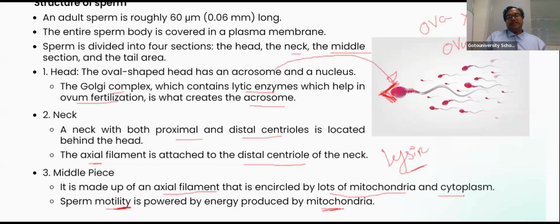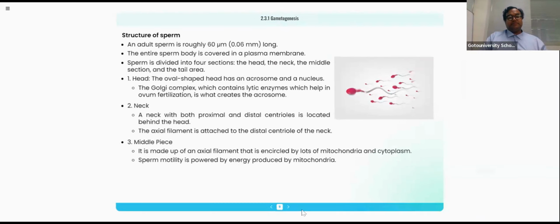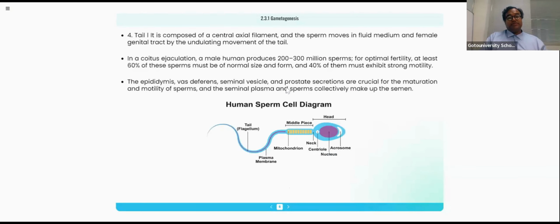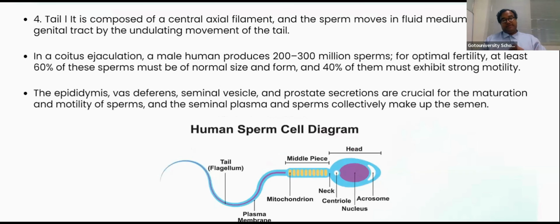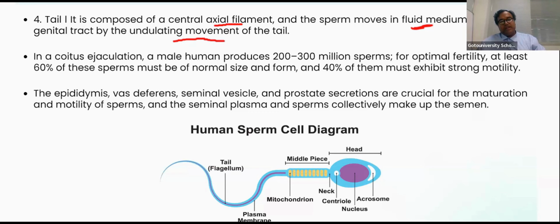Now we come to the next segment. In the gametogenesis process, what we are supposed to know is that the tail is made up of axial filament. The sperm moves inside a fluid medium, right? The axial filament in the sperm tail makes the sperm mobility happen. The fluid medium is contributed by the seminal vesicle secretion, prostate gland secretion, and the bulbourethral gland secretion. The female genital tract has very good tail movement.